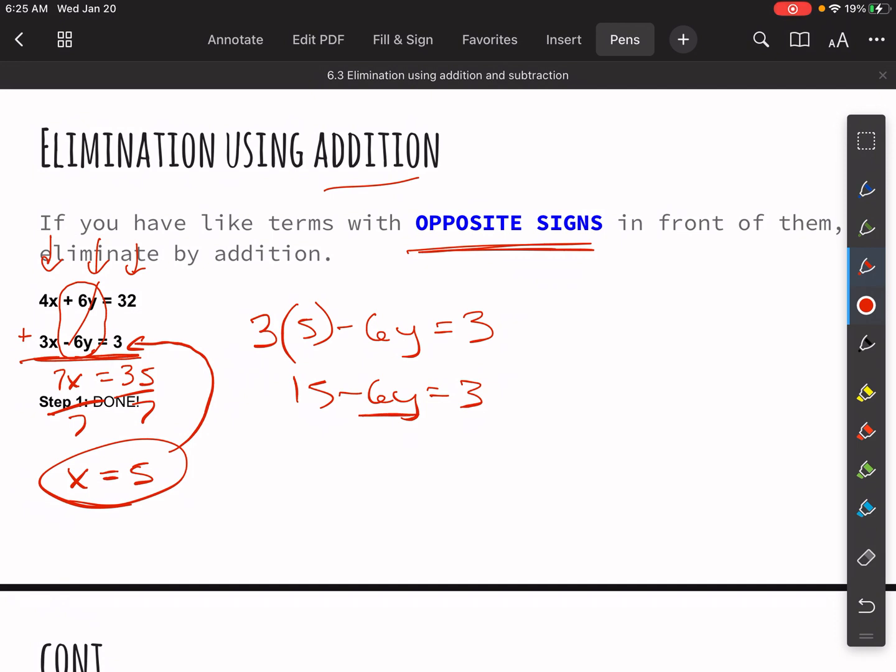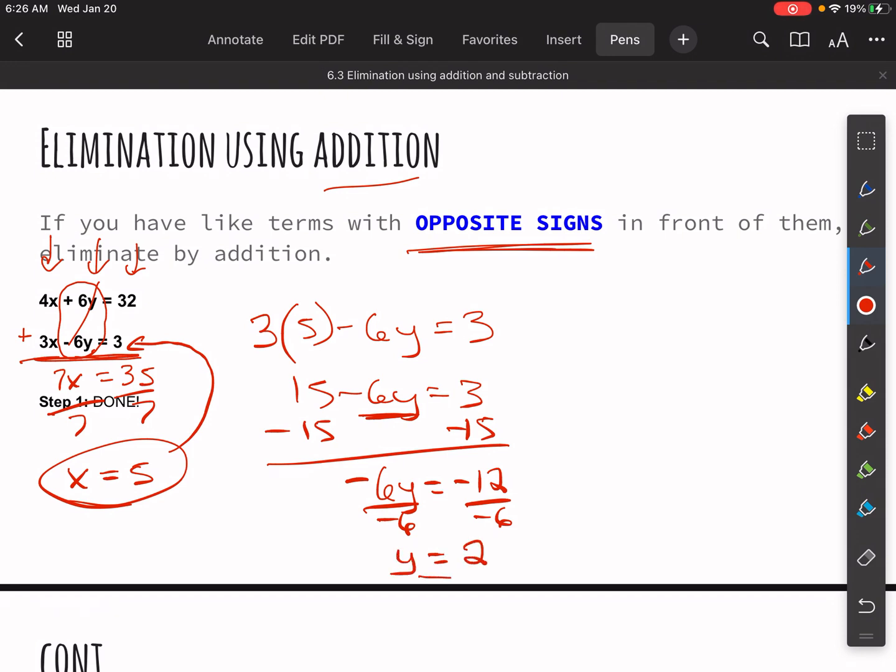We were trying to get this y by itself, so we're going to subtract 15 from both sides. We're left with negative 6y is equal to negative 12. Okay, and then divide both sides by negative 6 to get y all by itself. We get y is equal to positive 2. So final answer to this is (5, 2). If you plug a 5 and a 2 into either of those equations, you should get the resulting solutions. Okay, so it's the only point that works. You can check your answers very easily.